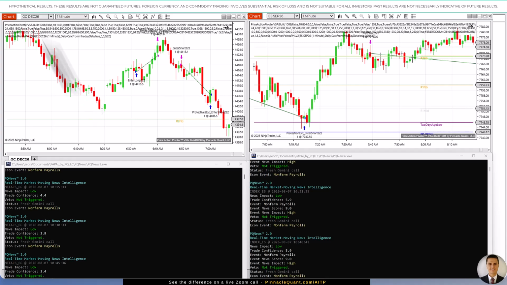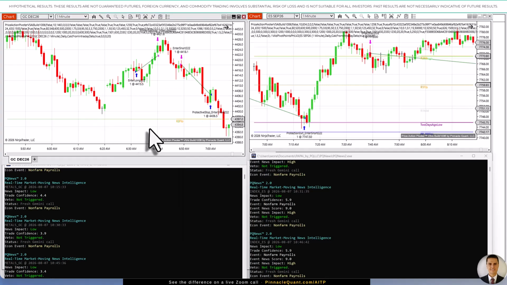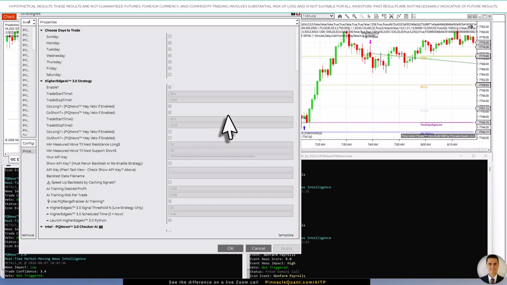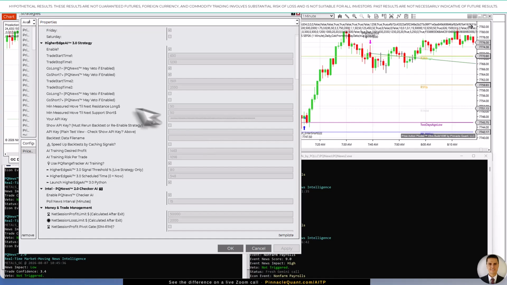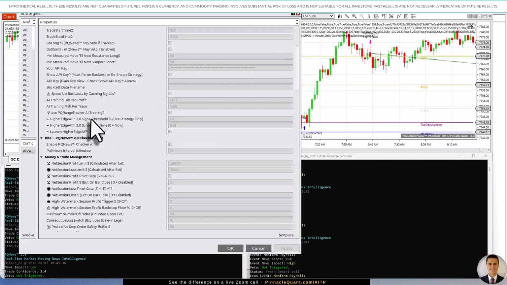So this is GC. Let's take a look at the actual parameters that were used on this so you guys can see exactly what it is. So we have Monday through Friday, 6:30 to 12:30 Pacific Standard Time. The minimum measure move is $50. Some clients change this to higher numbers, some turn it off by putting zeros there. Essentially, the AI training desired profit and AI training risk per trade were automatically selected because I had used the PQ range tracker AI training there, as you can see.